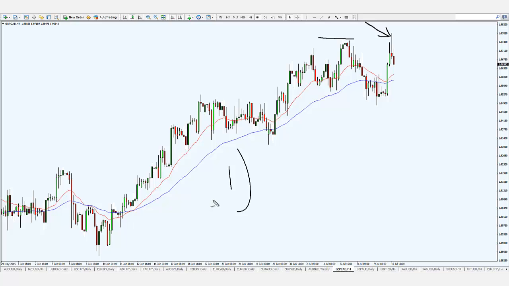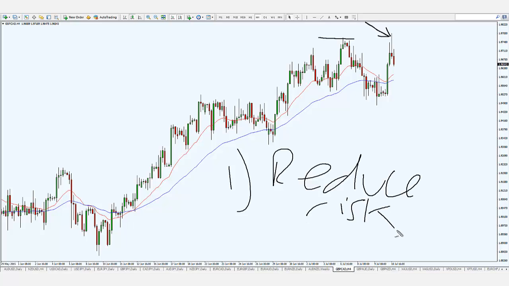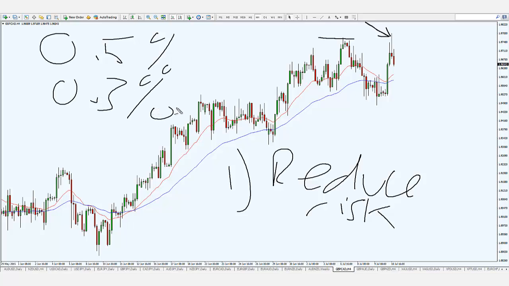because you are doing counter trend trading, number one is you have to reduce your risk. So if you are typically risking 1% a trade, it makes sense to, instead of your 1%, risk half of it, or perhaps 0.5%, or even 0.3%, right? Half or a third of your usual risk.